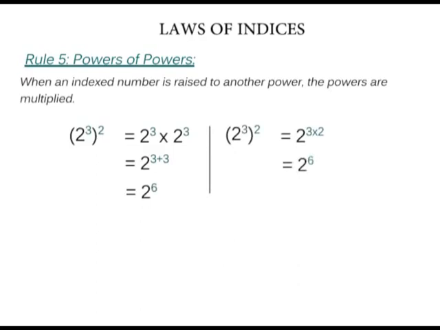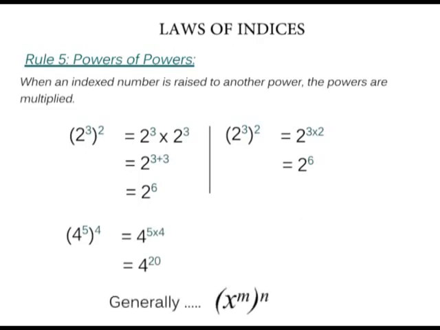4 raised to power 5 in bracket raised to power 4 is equal to 4 raised to power 20. Generally, x raised to m in bracket raised to n is equal to x raised to power m times n.